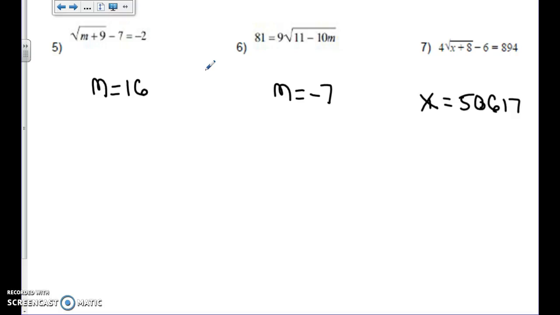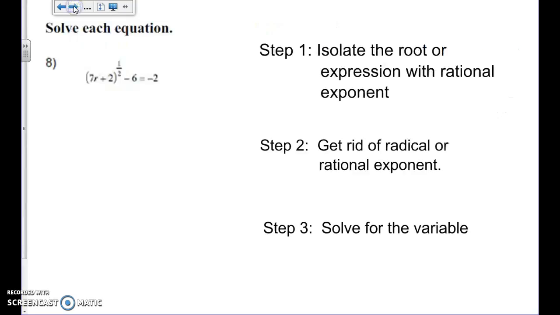We'll definitely go over them. But what I want to do is add another layer to this, and we're going to look at some rational exponents. Remember, rational exponents are almost exactly the same as radicals. We said that the square root of something is the same thing as taking something to the 1/2 power. So looking at this problem right here, we're trying to solve for r. We're going to use the same exact idea. We want to get the root or rational exponent by itself.